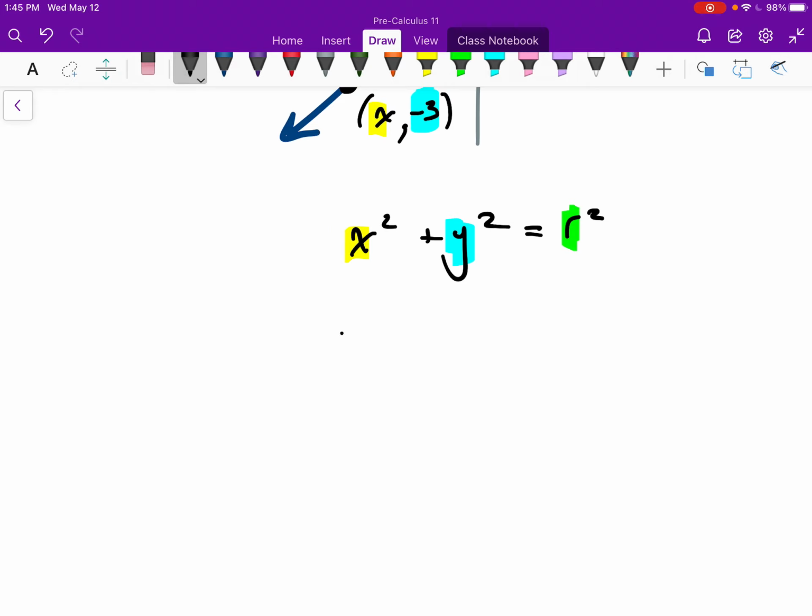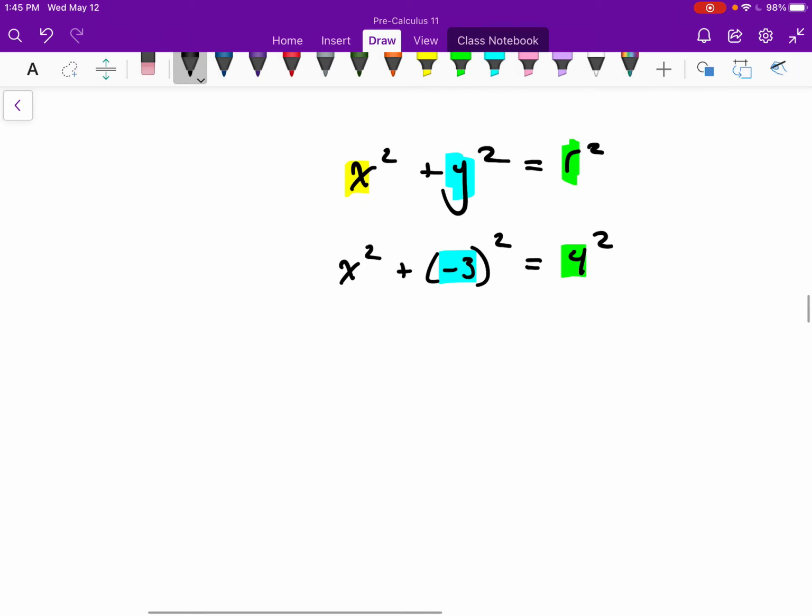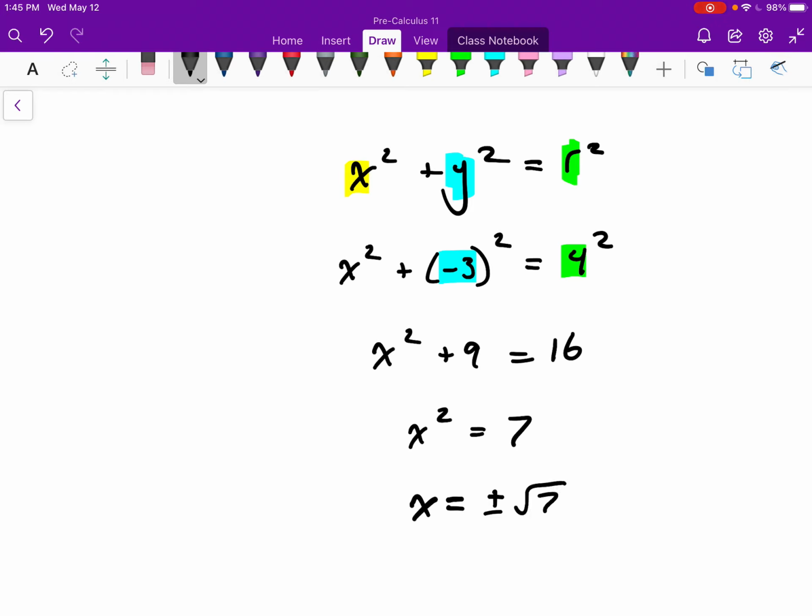In this case, I'm going to say x squared plus negative 3 squared equals 4 squared. And so I can solve this quite quickly. I get x squared plus 9 equals 16. Subtract 9 from both sides. x squared equals 7. Square root both sides. I get x equals plus or minus the square root of 7.